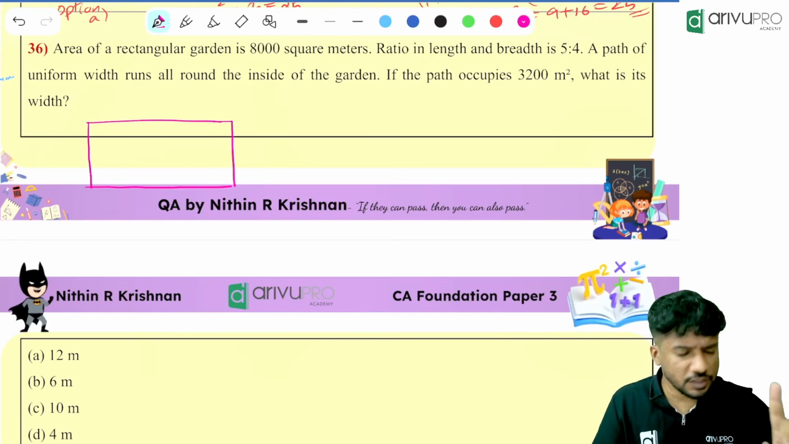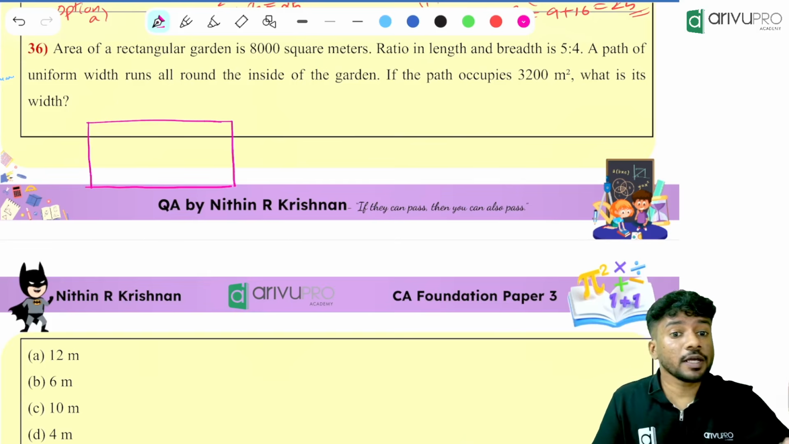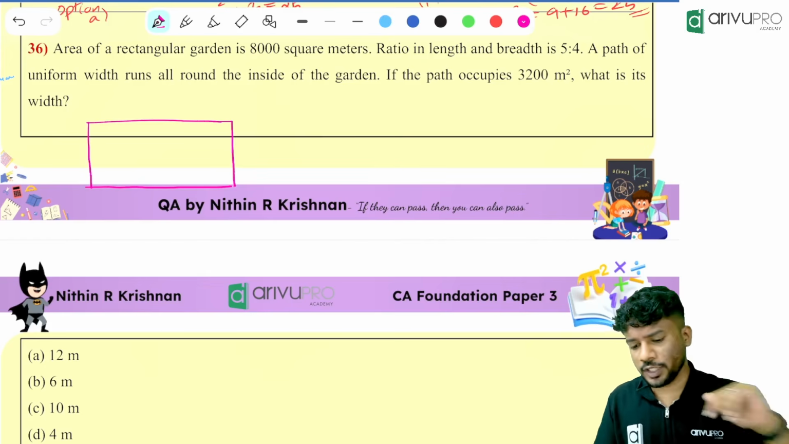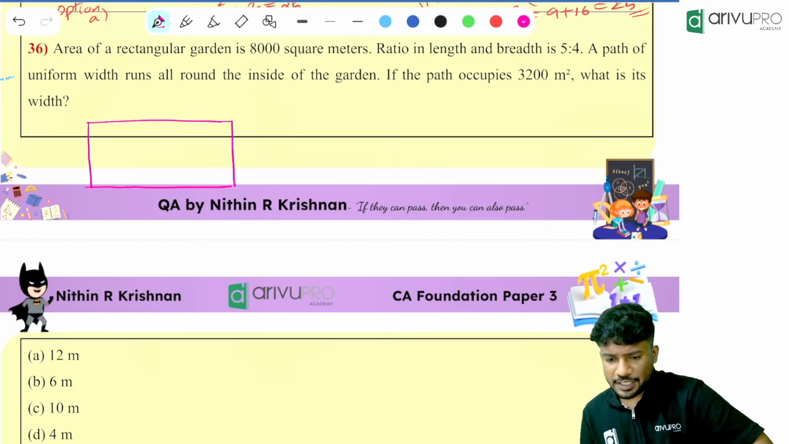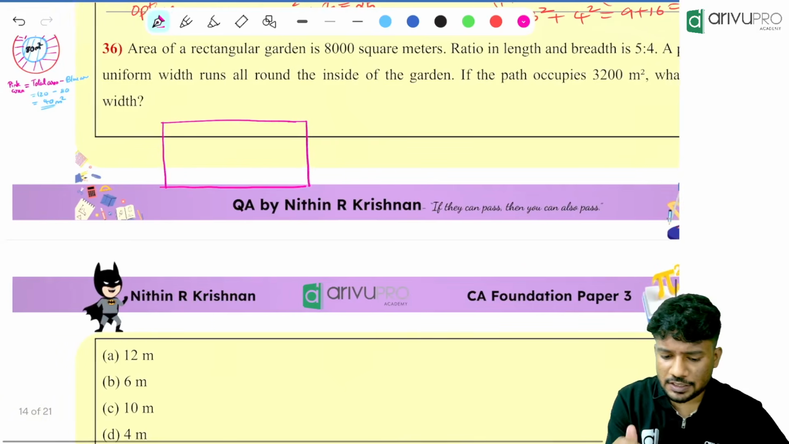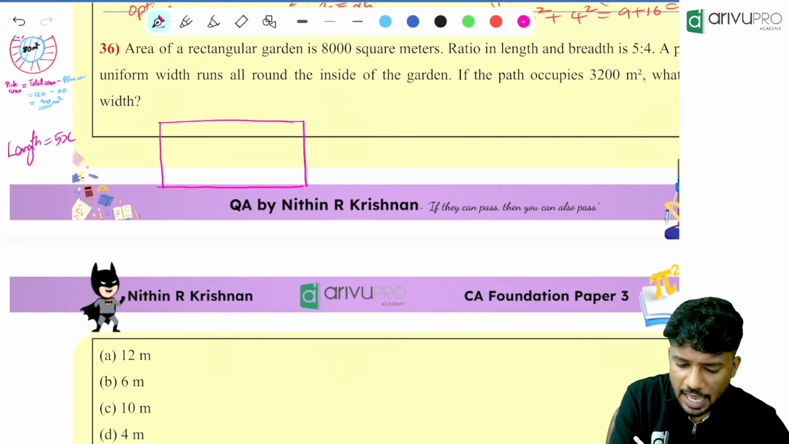8,000 square meter, meter square. Square meter means what? Meter square. Square meter is the area. Why square meter? Because area's unit is what? Meter square, centimeter square, everything is an area unit. Then the ratio of length and breadth is 5:4. So can I say that length is equal to 5x and breadth is equal to how much? Can I say 4x?